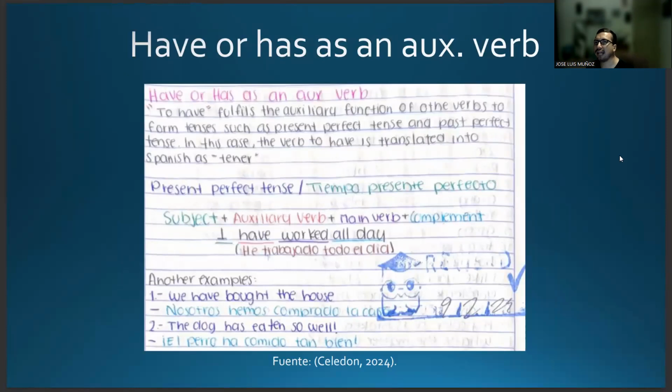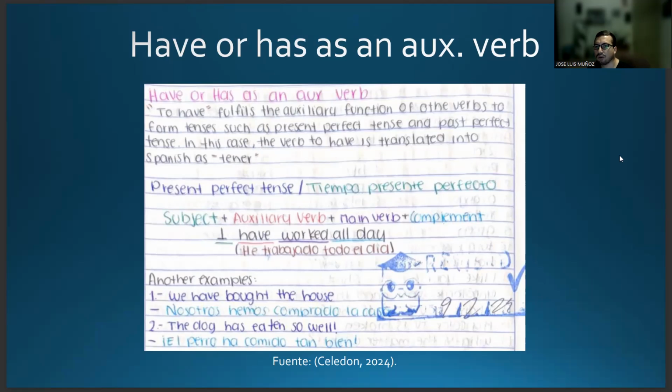Then you have "have" or "has" as an auxiliary verb. The verb to have fulfills the auxiliary function of other verbs to form sentences such as present perfect tense and past perfect tense. In this case, the verb to have is translated into Spanish as tener. Present perfect tense, tiempo presente perfecto. You use subject plus auxiliary verb plus main verb plus complement.